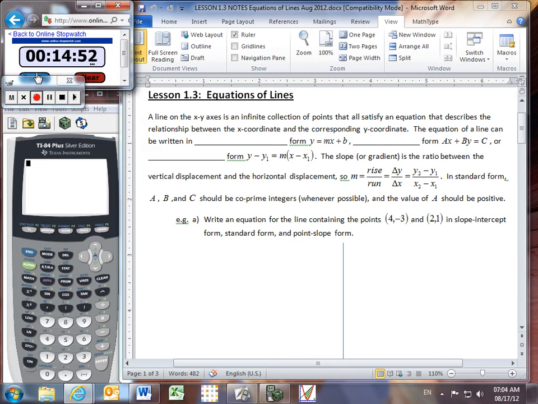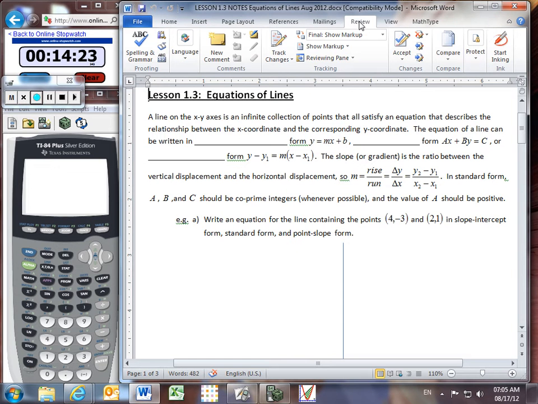Alright, let's have a look at equations of lines. A line on the xy axis, you can think of as an infinite collection of points extending in each direction, and all of these points satisfy a particular equation that describes the relationship between the x-coordinate of each of those points and its corresponding y-coordinate. The equation of a line can be written in three forms, and I'll write down those forms for you.